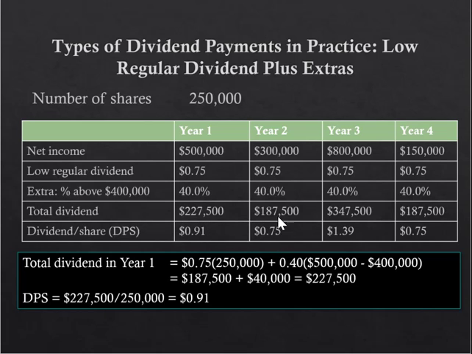So you're going to pay out 227,500 here. So 91 cents, 75 cents, $1.39, because you had a very, very good year this year. We had an additional $400,000 of earnings, and you paid out 40% of that. And then here you didn't meet the threshold above 400,000, so you pay out that base $75,000, or 75 cents per share.